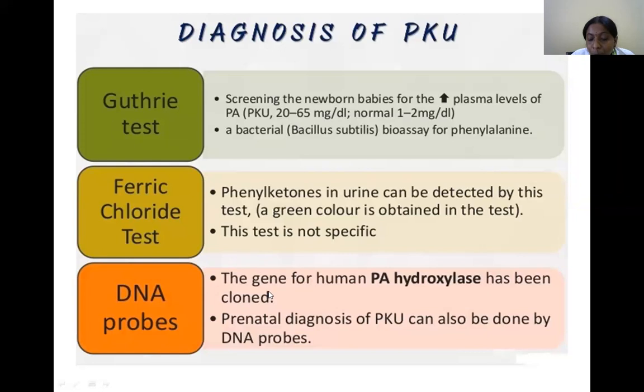Next, DNA probes. The gene for human phenylalanine hydroxylase has been cloned. Prenatal diagnosis of phenylketonuria can also be done by DNA probes.